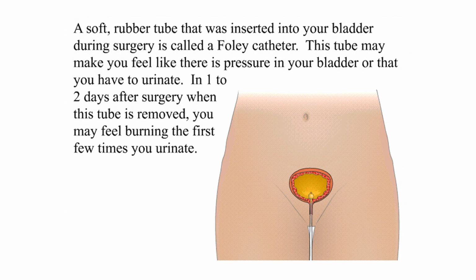A soft rubber tube that was inserted into your bladder during surgery is called a Foley catheter. This tube may make you feel like there is pressure in your bladder or that you have to urinate. In 1 to 2 days after surgery, when this tube is removed, you may feel burning the first few times you urinate.